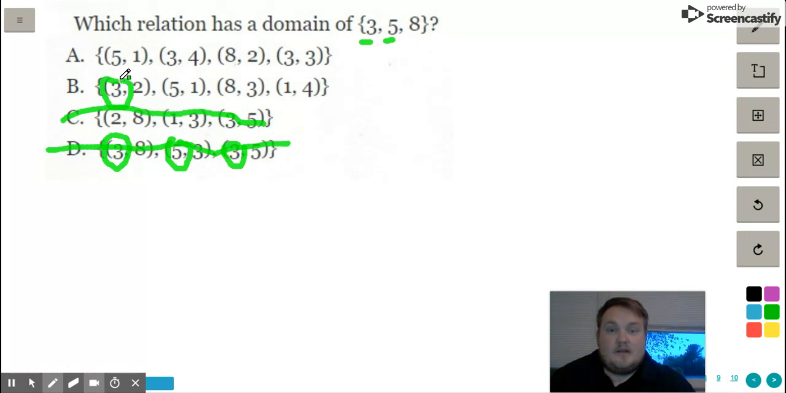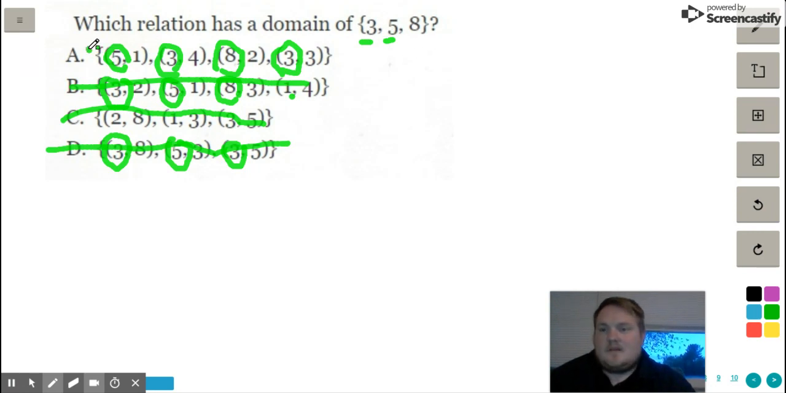Okay, we have 3, that's part of it. 5 is part of it. 8, this might be it, but it has a 1. 1 is not part of that, there's no 1 here. A has 5, 3, and 8, which are all part of that, and 3, which is also part of that. Now, it can have more than one 3, that's all right. They don't have to write 3, 3, 5, 8. So our answer choice is A.